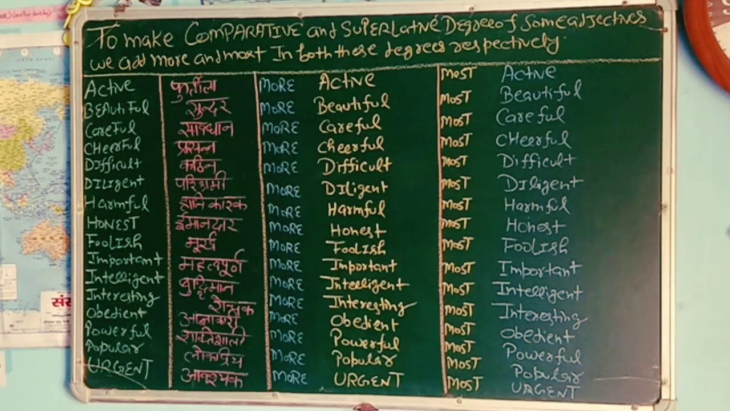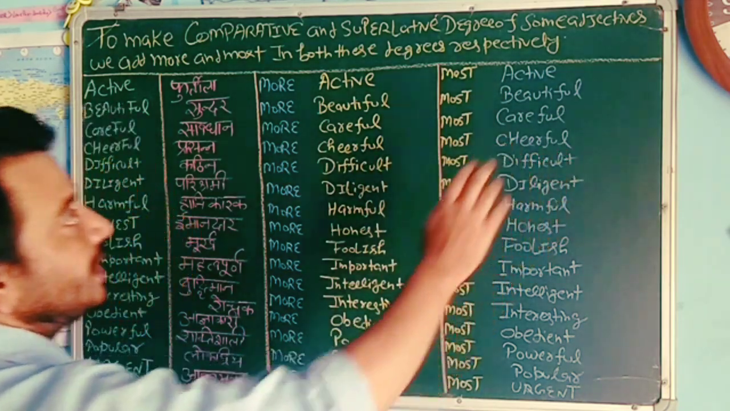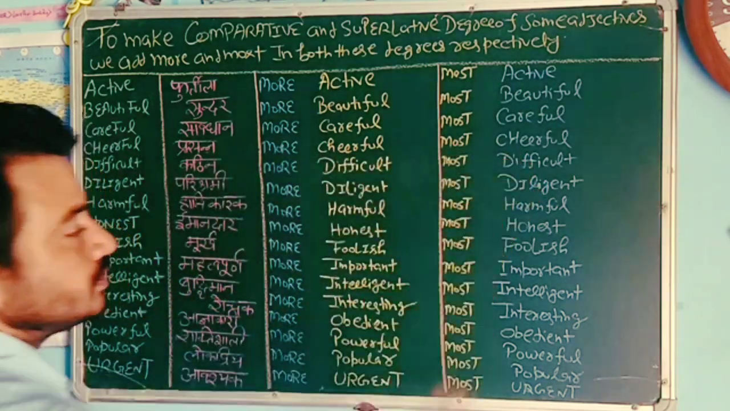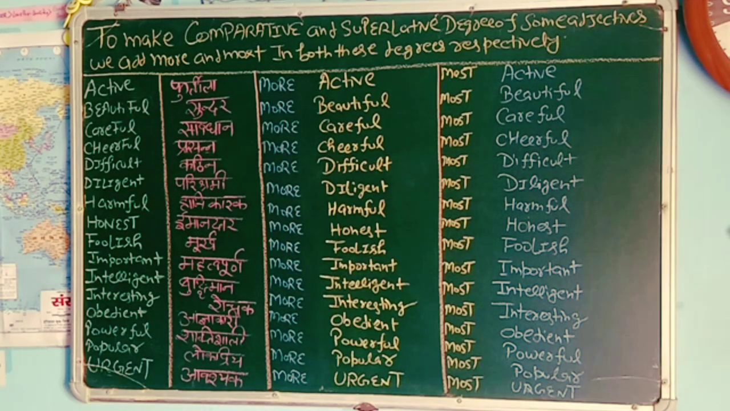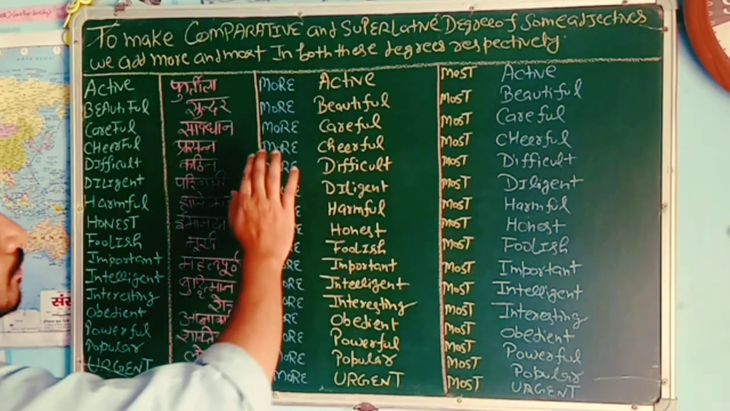Okay. Our next adjective is cheerful, which means in Hindi as prasann. If we want to make comparative degree and superlative degree of this adjective, it becomes more cheerful as comparative degree and most cheerful as superlative degree. So we just add the word more and most before our adjective. Complete degree of comparison becomes cheerful, more cheerful and most cheerful. Okay. You just have to remember these two words, more and most. Okay. There is no change in our adjective. We just add more and most.